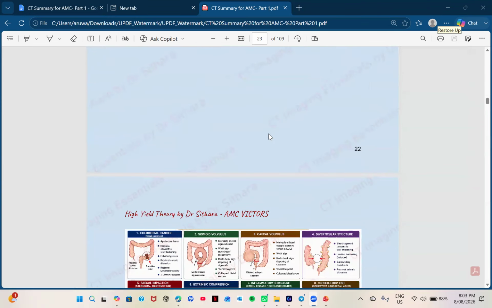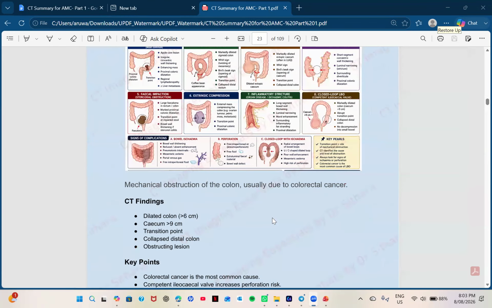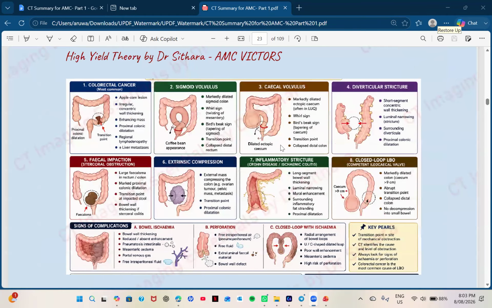Then the large bowel obstruction. That day we discussed the types of large bowel obstruction, right? We have colorectal cancer, sigmoid volvulus, cecal volvulus, diverticular stricture, closed-loop LBO, inflammatory stricture, extrinsic compression, and fecal impaction. Those things can be present, right? So we'll discuss.